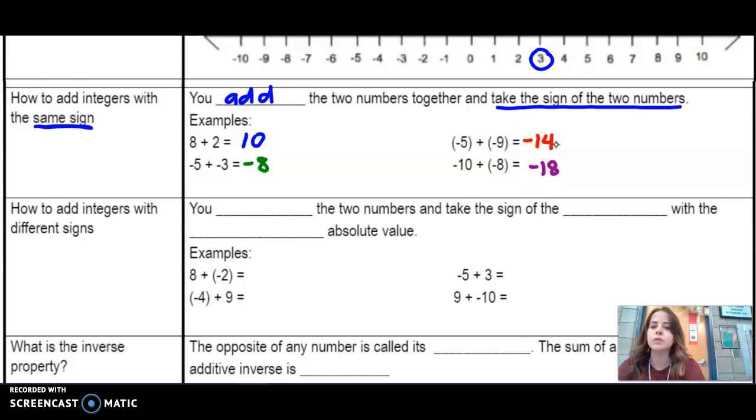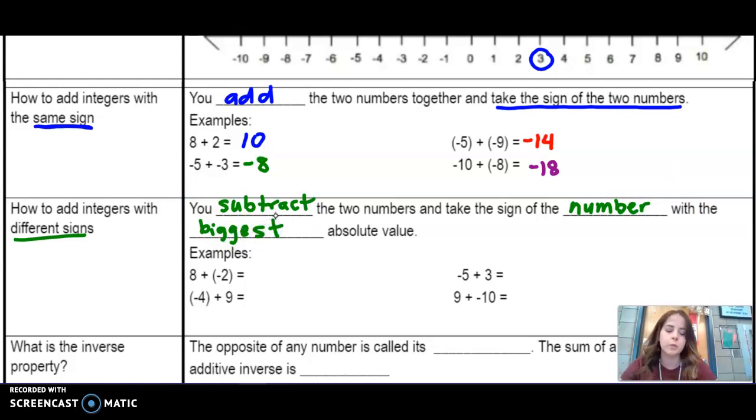So now if the two numbers are different signs, so you have one positive and one negative, you subtract the two numbers and take the sign of the number with the biggest absolute value. So that just means ignoring the negative sign, which number is bigger, that's the sign that you're going to take.